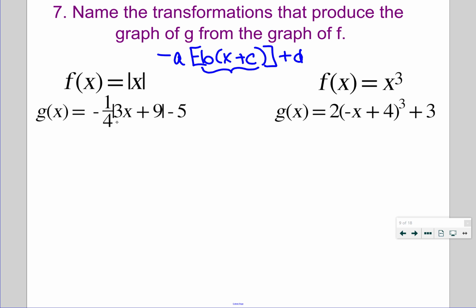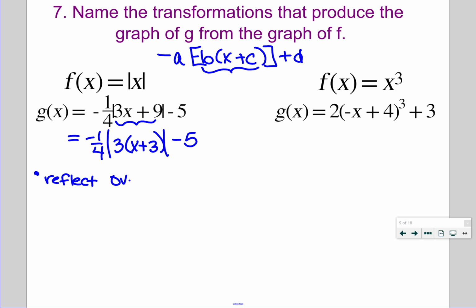So for example, if I'm looking at function g here, that 3 in front of the x needs factored away from the x. It's still going to be inside the absolute value bars, but I need a parentheses to separate it from the x, so it'll be 3 quantity x plus 3 when I factor it away from that 9. Okay, so now naming my transformations. I'm just going to go from left to right, the things that are different in the function g from the original function f. The negative out front will be a reflection over the x-axis.